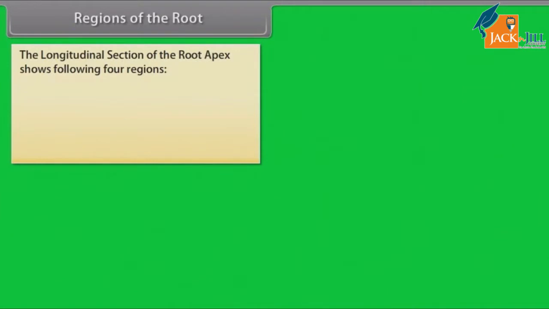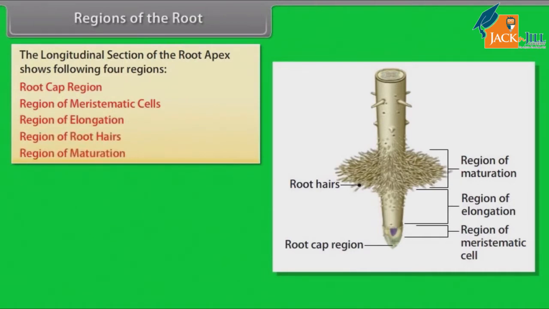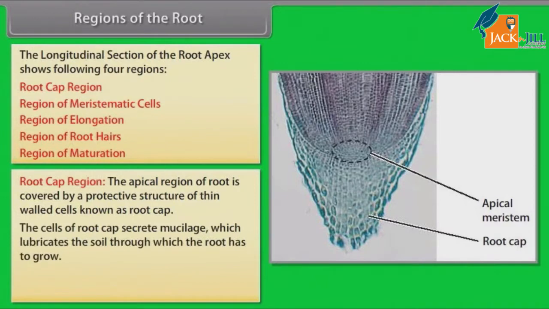Regions of the root. The longitudinal section of the root apex shows the following four regions: root cap region, region of meristematic cells, region of elongation, region of root hairs, region of maturation. Root cap region. The apical region of root is covered by a protective structure of thin-walled cells known as root cap. The cells of root cap secrete mucilage which lubricates the soil through which the root has to grow. Root cap also helps in the movement of root in the soil.